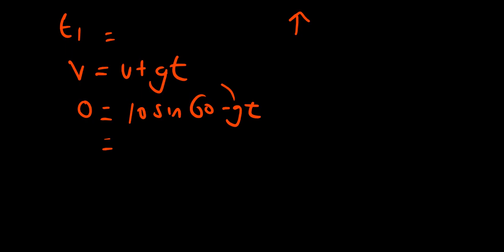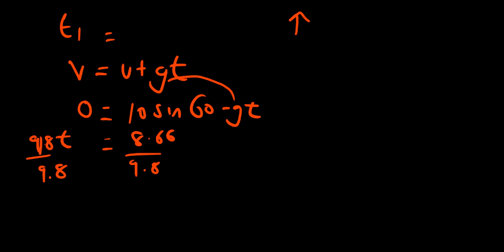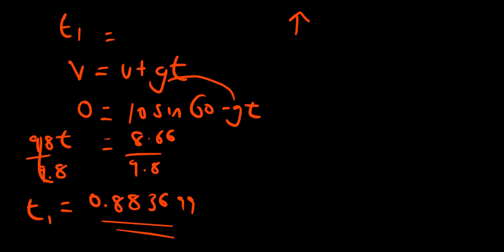So let's take this one to the other side. What are we going to have? We're going to have GT, that is our acceleration due to gravity, just 9.8. So 9.8 multiplied by T is equal to 10 sine theta, sine 60, which is just 8.66. Now when you divide by 9.8 on both sides, our T1, let me call it T1, will just be equal to 0.883699, like that. Okay, so this is our first one.